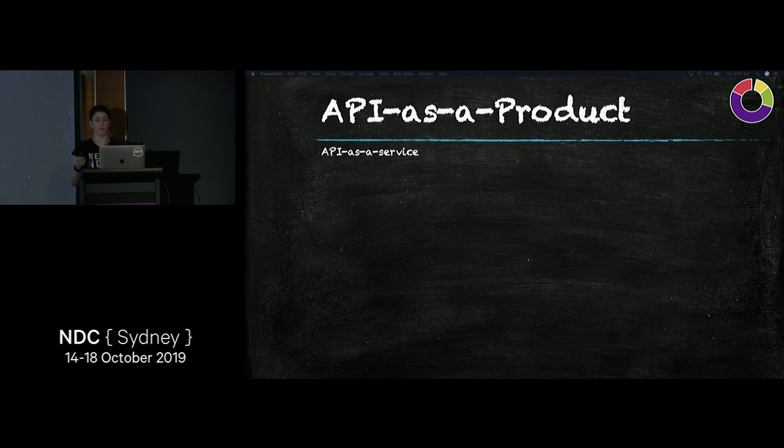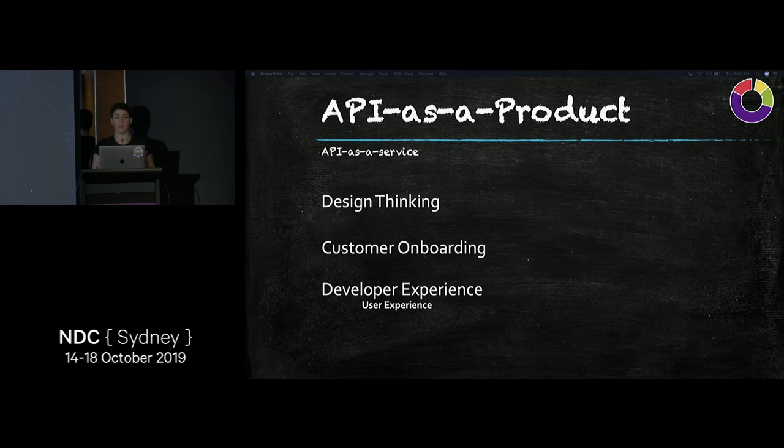We can encapsulate it in three important things: design thinking, customer onboarding, and developer experience. We are going to go deeper into what these things mean. When we say developer experience, it's exactly the user experience.